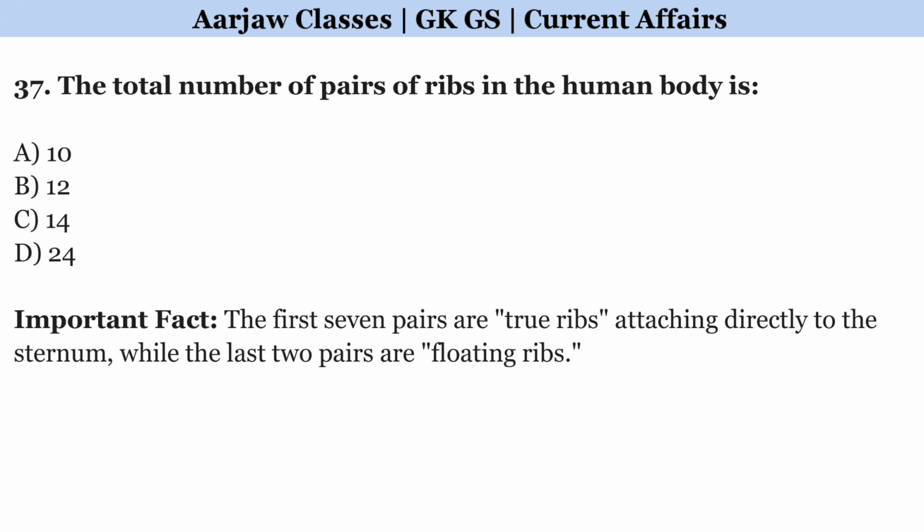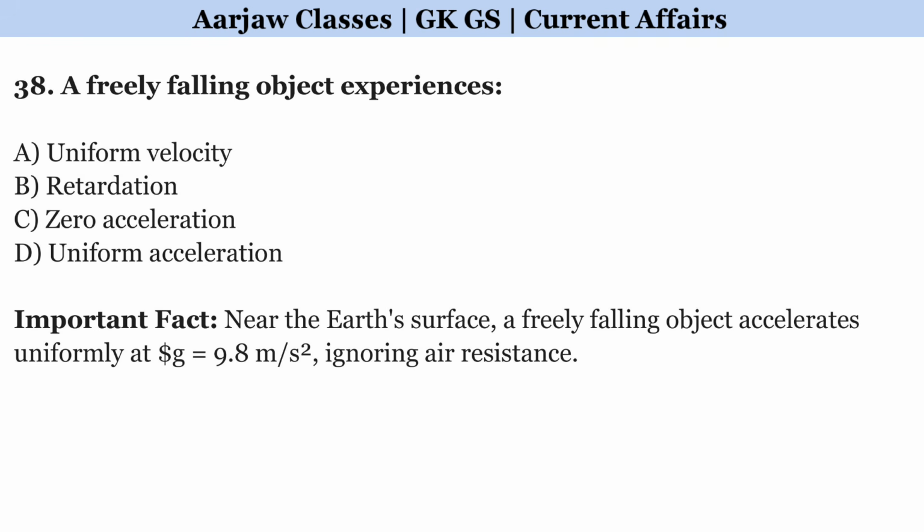The total number of pairs of ribs in the human body is? Right option is B. 12. A freely falling object experiences? Correct option is D. Uniform acceleration.